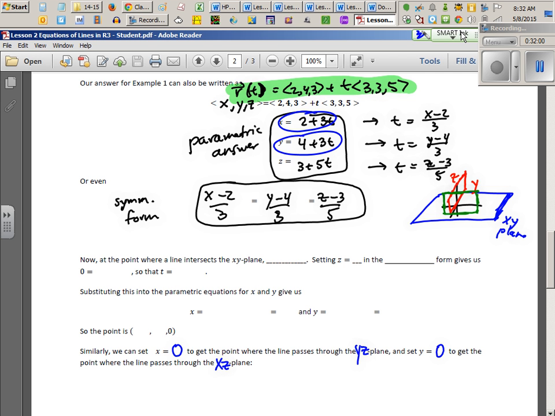So let's get busy. If we set x equal to 0, we get 0 equals 2 plus 3t. So t is negative 2/3. So we know that x is 0. We just made that happen. We are going to use negative 2/3 and plug it into our y equation and our z equation.